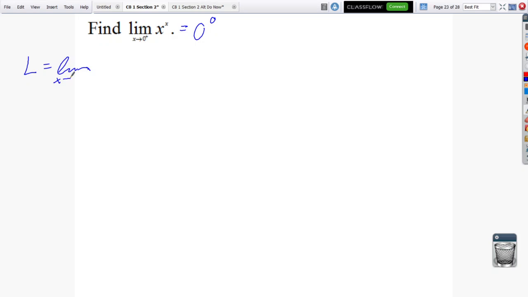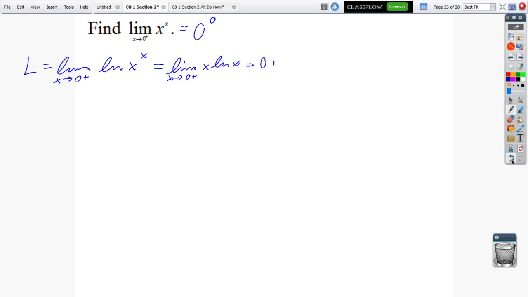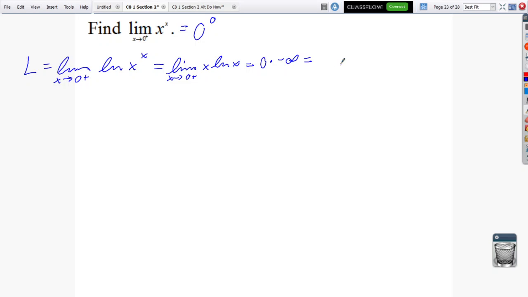as x approaches 0 from the right, of ln of x to the x power, which again we can now take out of exponential form, where we get the limit as x approaches 0 from the right of x ln of x, which when we look at that is going to be 0 times negative infinity. We have the multiplicative indeterminate form, so we're just going to choose which one we think is easier to reciprocate.